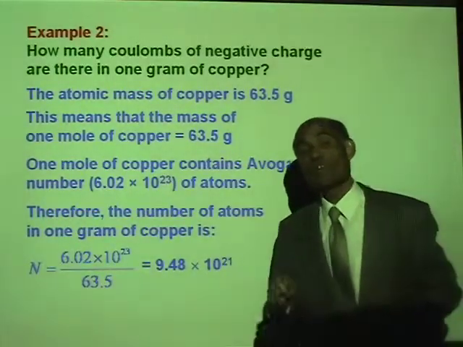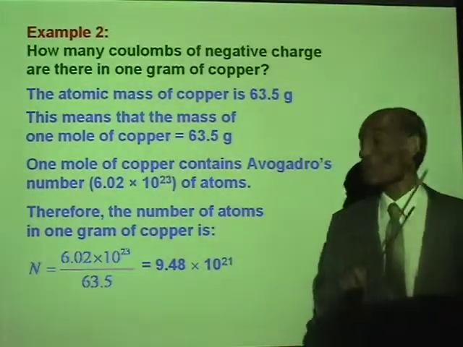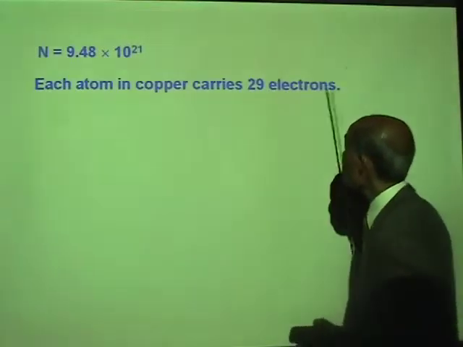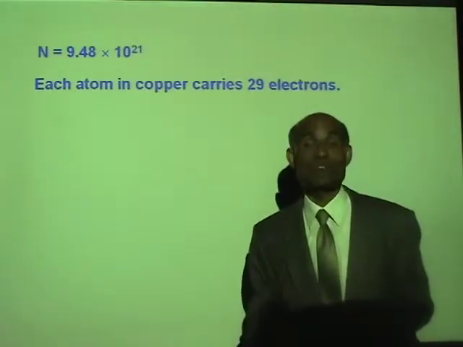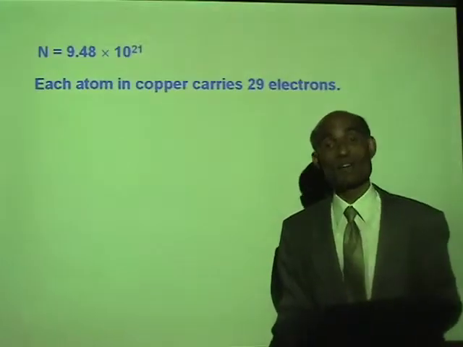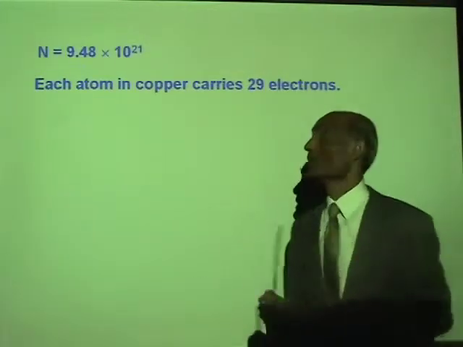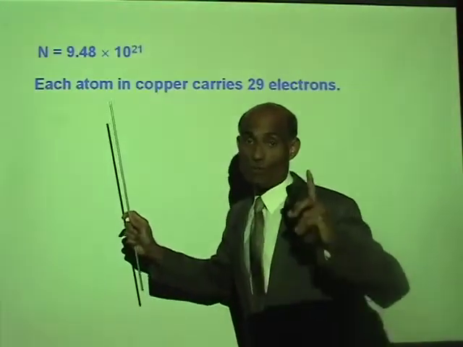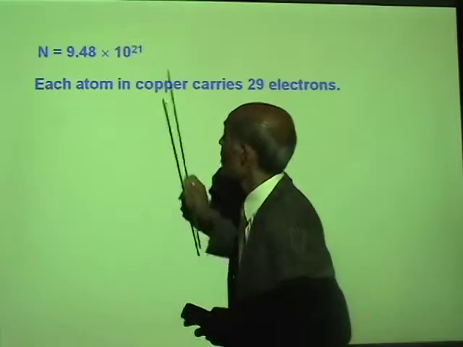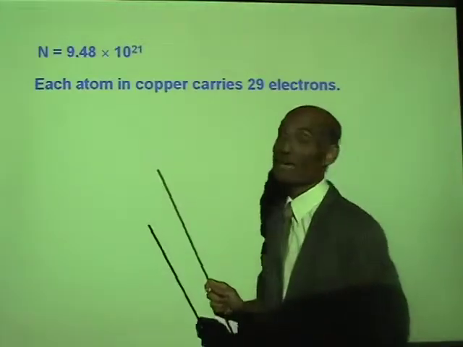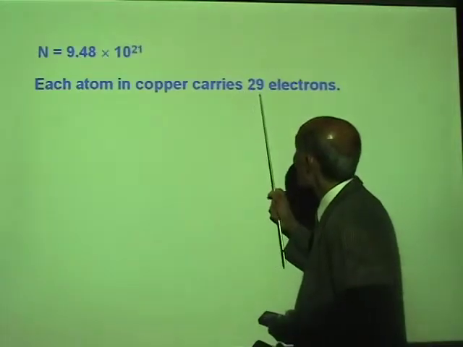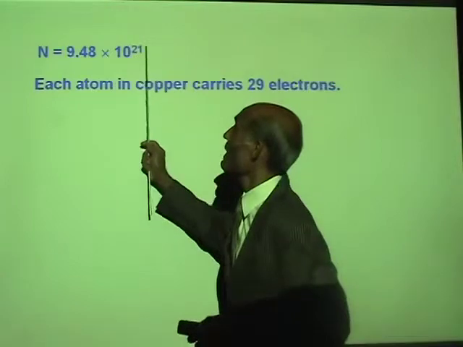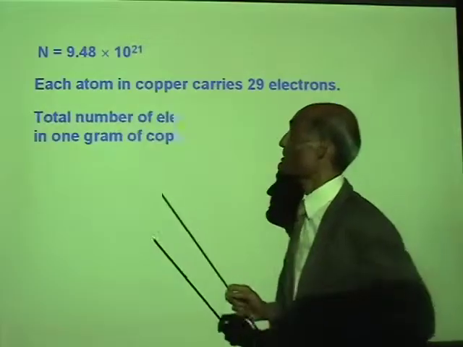Well, how many electrons are there in 1 copper atom? Each copper atom carries 29 electrons. The atomic number of copper is 29. The periodic table will tell you that. So, the number of electrons in 1 gram is 9.48 times 10 to the 21 atoms, and each atom carries 29 electrons. Therefore, how many electrons are there in these many atoms?